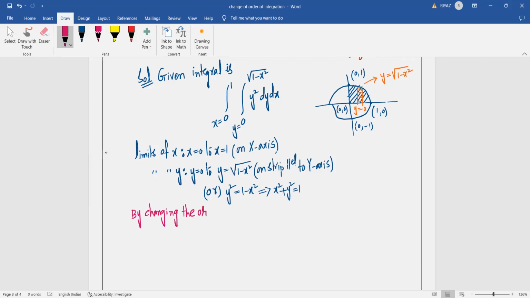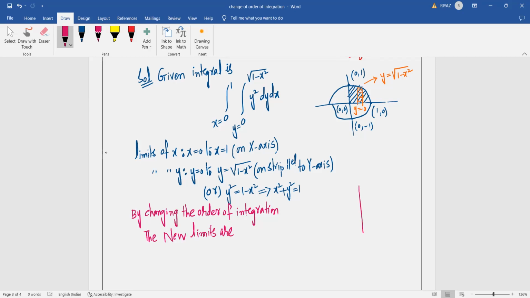By changing the order of integration, the new limits are. So we have to draw this figure again.